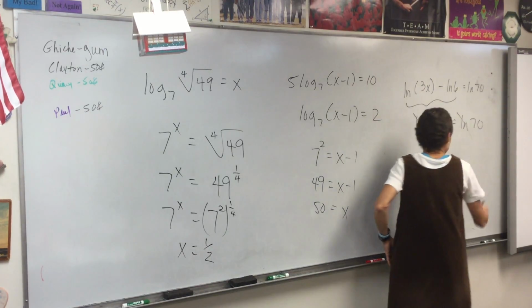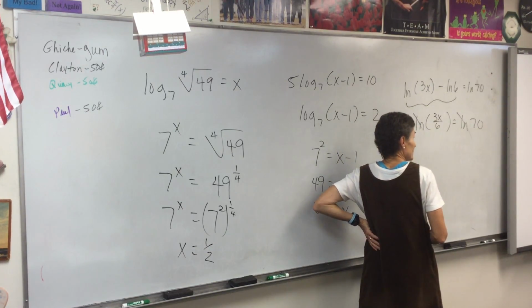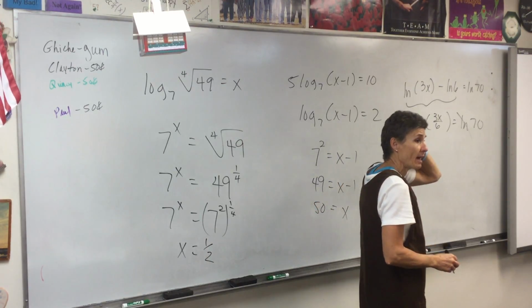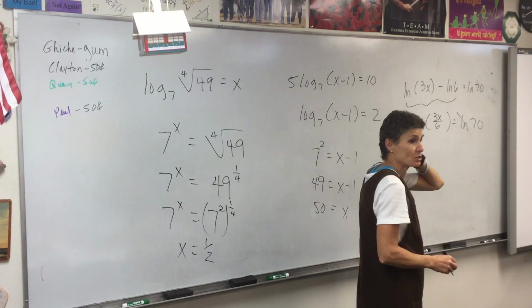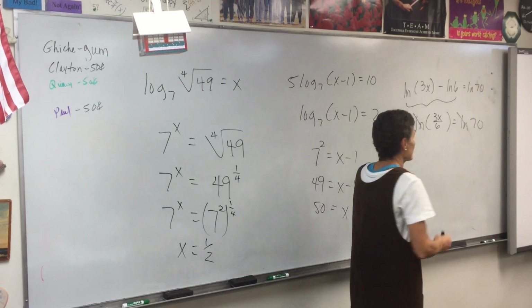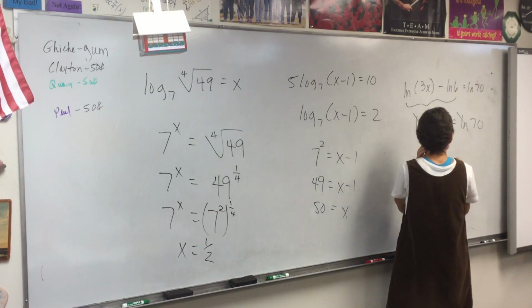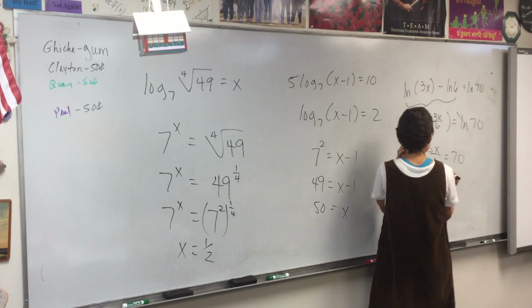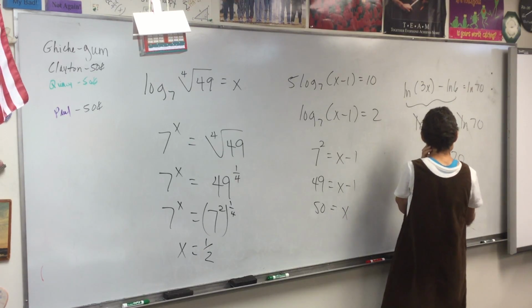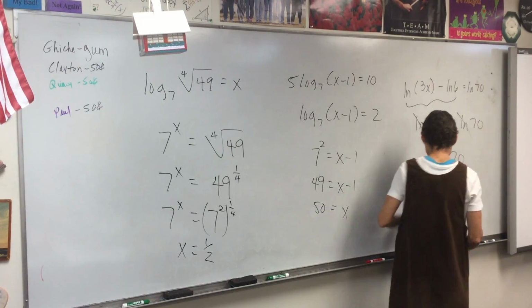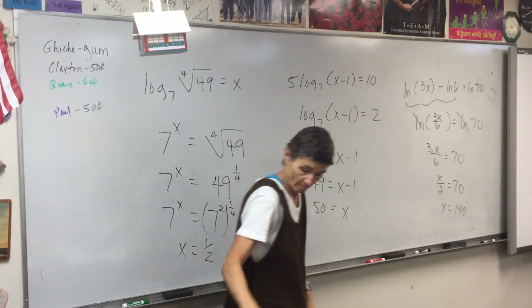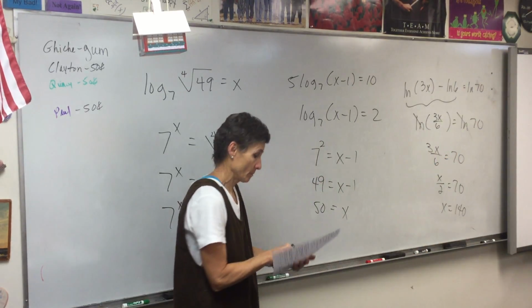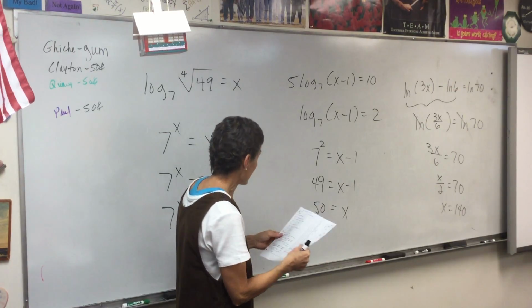Now you can drop these guys out, right? You can't drop them out until you have just one on each side. So now we can say 3x over 6 equals 70. So that's really x over 2 equals 70. So did you get 140 as your answer? I hope I did. I'm kind of checking these as I go.